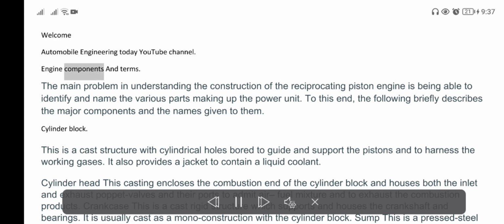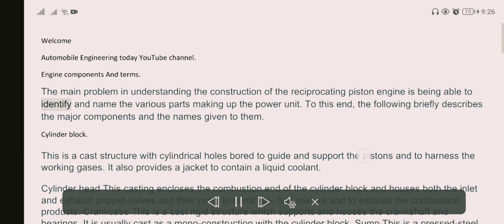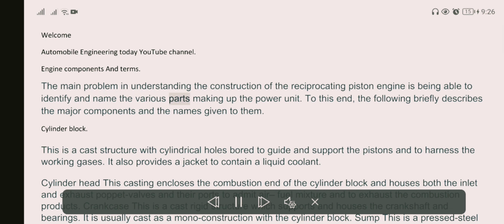Engine components and terms. The main problem in understanding the construction of the reciprocating piston engine is being able to identify and name the various parts making up the power unit. To this end, the following briefly describes the major components and the names given to them.